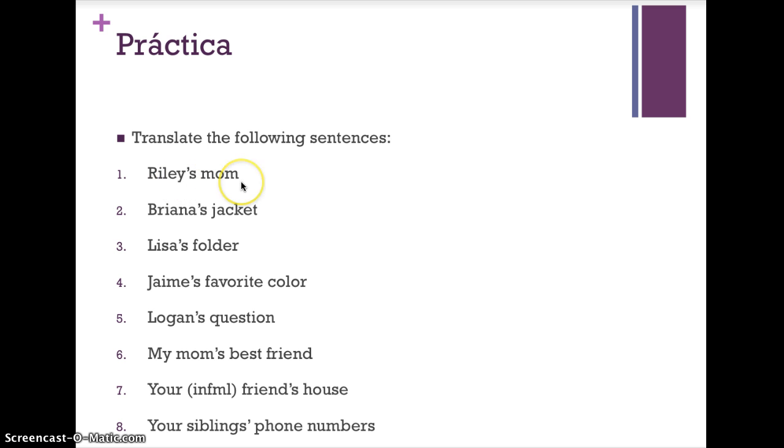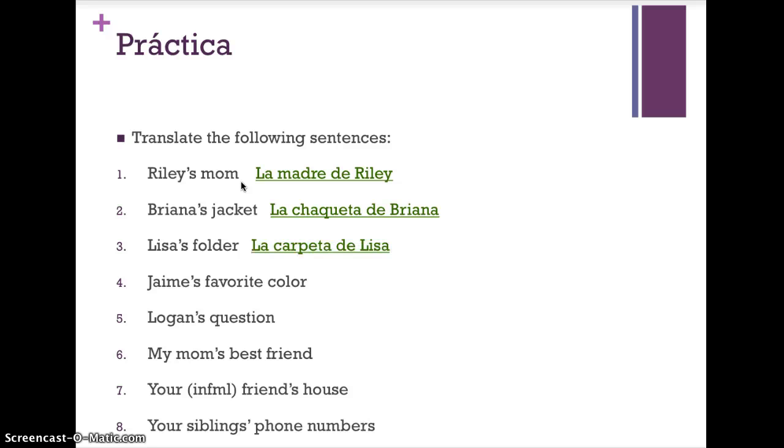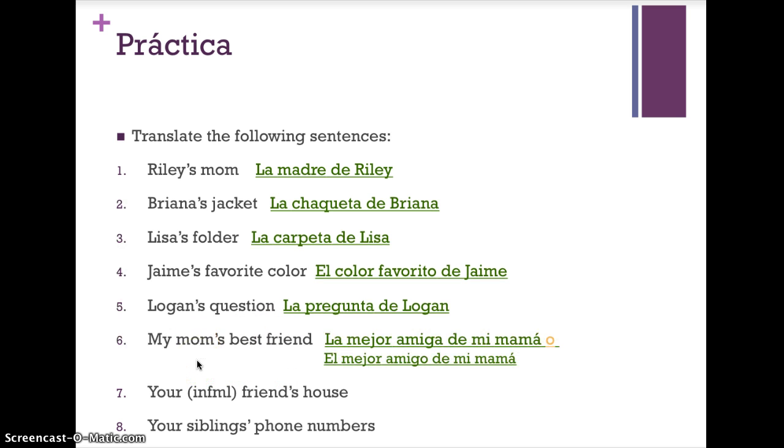So let's try these. Riley's mom would be la madre de Riley. Brianna's jacket, la chaqueta de Brianna. Lisa's folder, la carpeta de Lisa. Jaime's favorite color, el color favorito de Jaime. Logan's question, la pregunta de Logan. My mom's best friend, la mejor amiga de mi mamá. Or el mejor amigo de mi mamá, because it could be my mom's best friend is a guy. Your informal friend's house, so that would be la casa de tu amigo or de tu amiga.